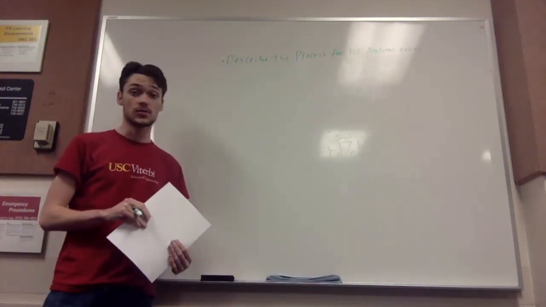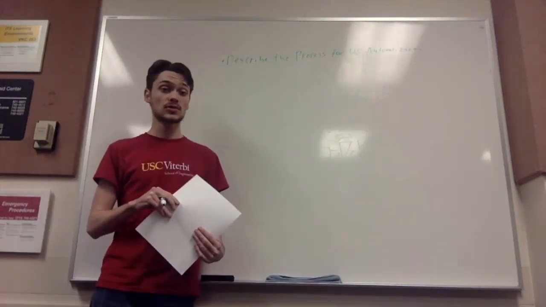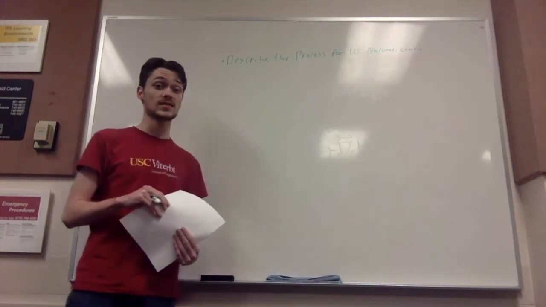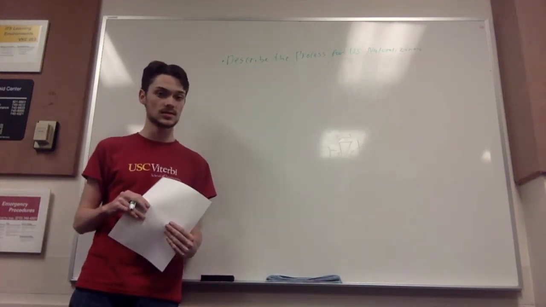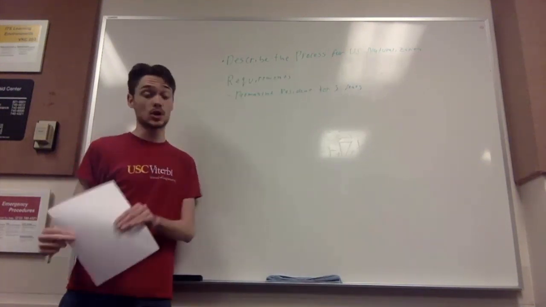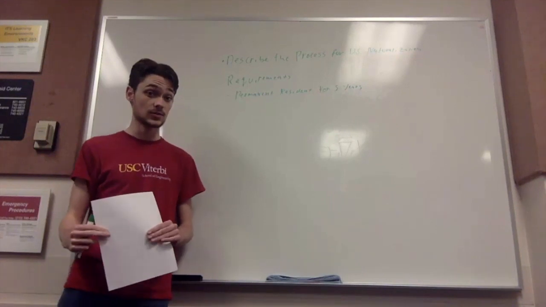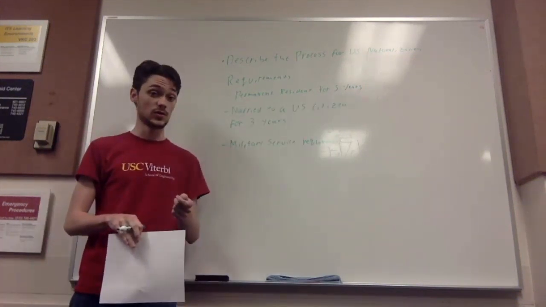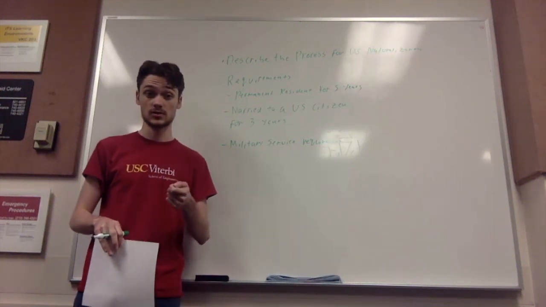Describe the process for U.S. naturalization. If a person is born outside of the United States and their parents are not U.S. citizens, in order to become a U.S. citizen, they need to be naturalized. You need to either be a permanent resident for 5 years, be married to a U.S. citizen for at least 3 years, or you can fulfill some other sort of military service requirement.